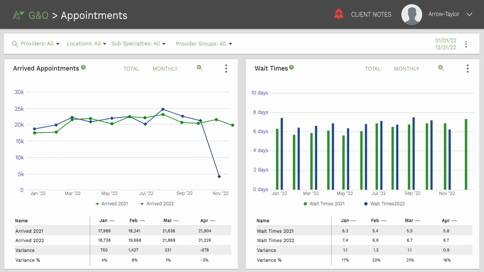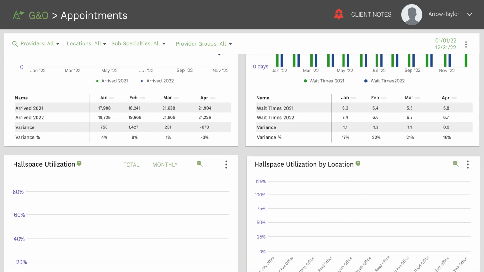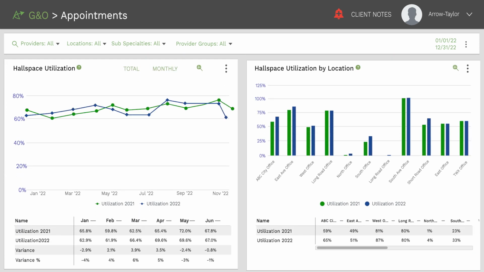Asset utilization and deciding how best to use your staff and space are only a few of the wonders Arrowlytics utilizes to help optimize your practice so that there's as little wasted time or space as possible.